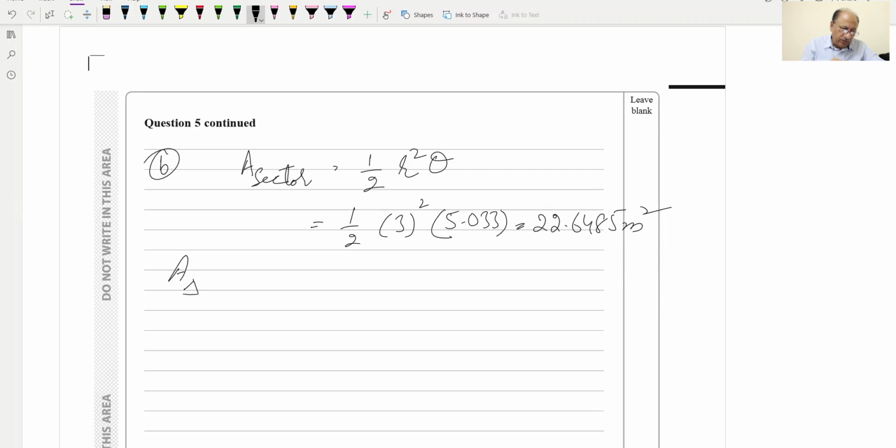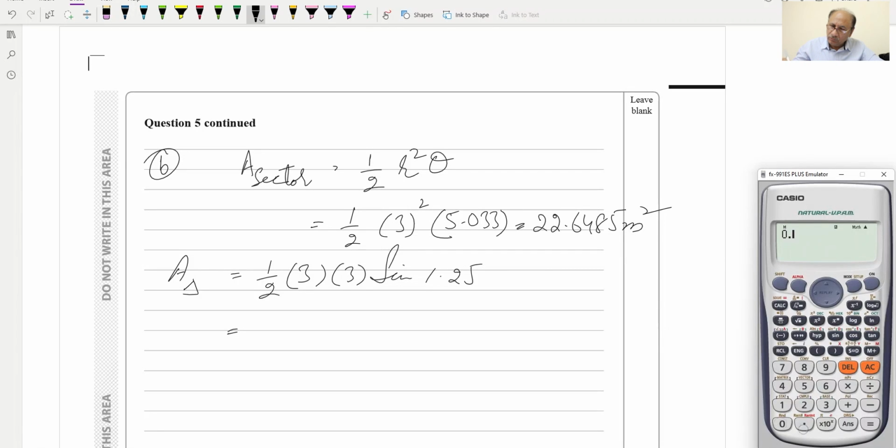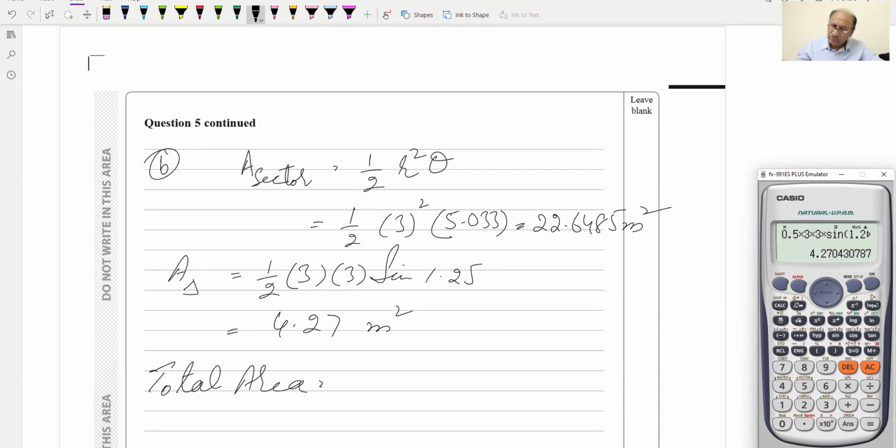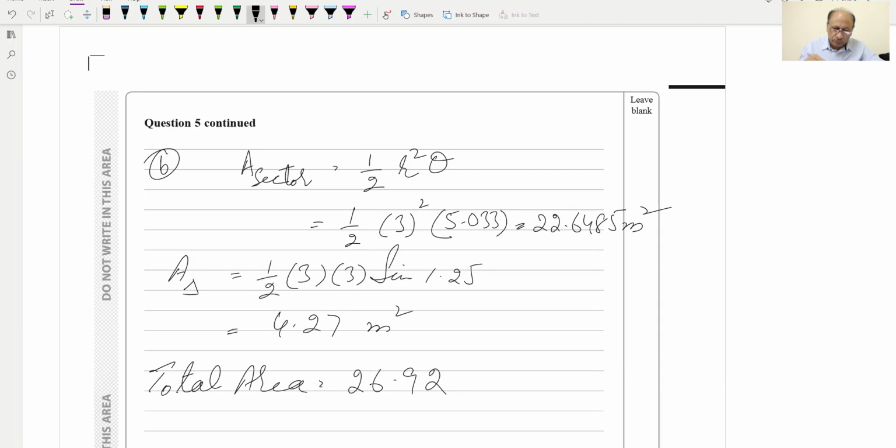And now area of triangle will be 1 by 2 AB sine C, and one side is 3, other side is 3, and sine of 1.25 radians, and we can calculate this also. So 0.5 into 3 into 3 into sine of 1.25 radians, and this will give us 4.27 meters square. And we can add, total area will be equal to, we can add in this 4.27 plus 22.6485 is equal to 26.92, 26.92 up to 2 decimal places.